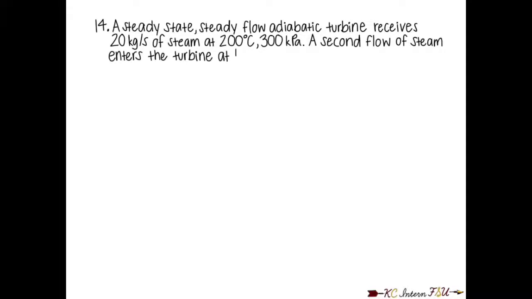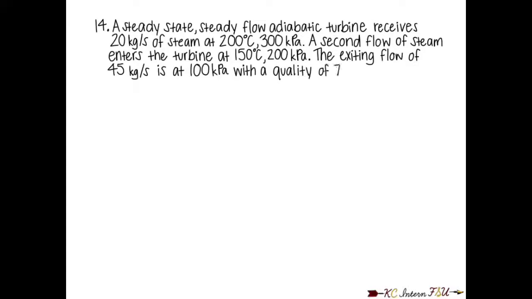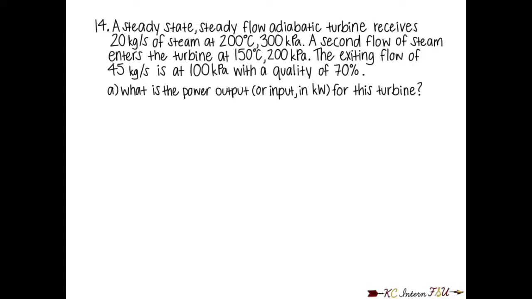Today we are going to go over question 14 on exam 2, part 1. Question 14. A steady state, steady flow adiabatic turbine receives 20 kilograms per second of steam at 200 degrees Celsius, 300 kilopascals. A second flow of steam enters the turbine at 150 degrees Celsius, 200 kilopascals. The exiting flow of 45 kilograms per second is at 100 kilopascals with a quality of 70%. A. What is the power output or input in kilowatts for the turbine?